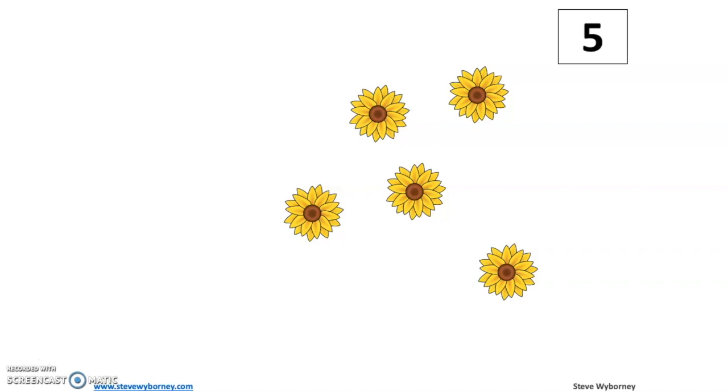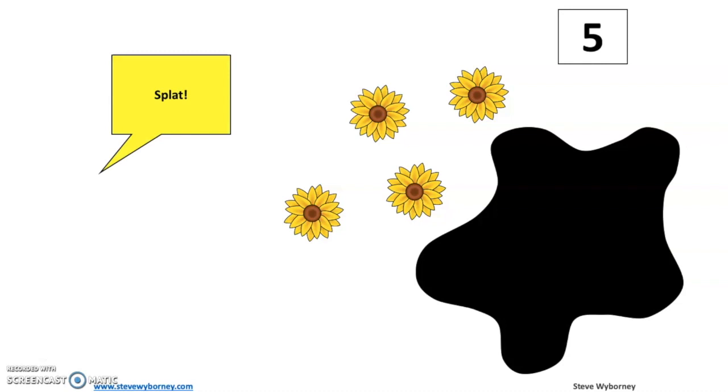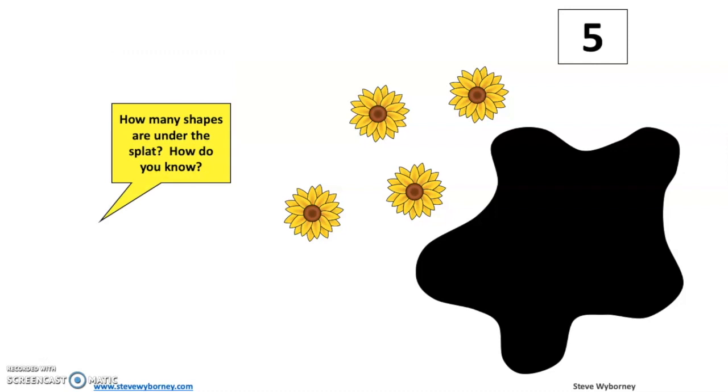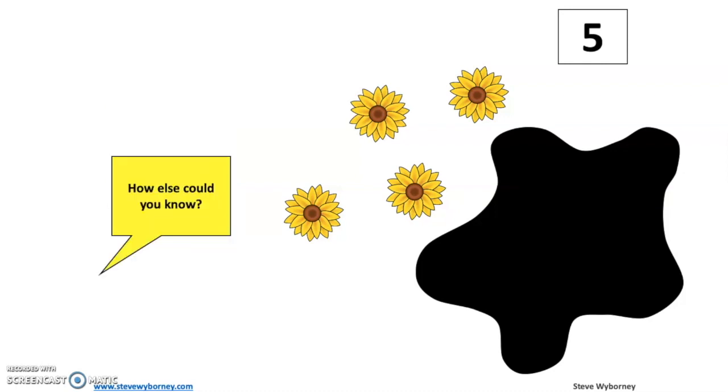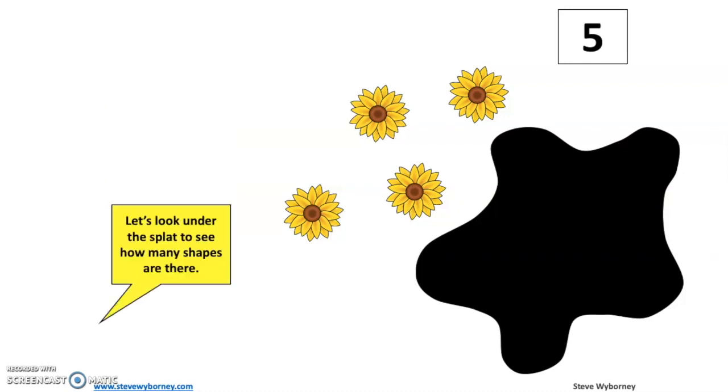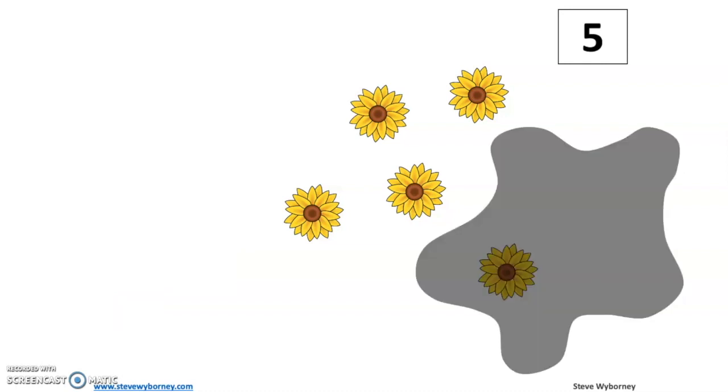All right, so if you saw that there were 5, you were right. Mr. Wyborn always likes to put our number up in our corner for us, so you can see the number 5 up there. Well, in just a second, there's going to be a big splat come cover some of those pictures. Ooh, so now our challenge is to figure out how many shapes are under that big splat. Well, what could we use to figure that out? We know there were 5. We know we can see 4 now. 4, and how many more would give us 5? All right, do you have your answer? Let's look and see how many are under that splat.